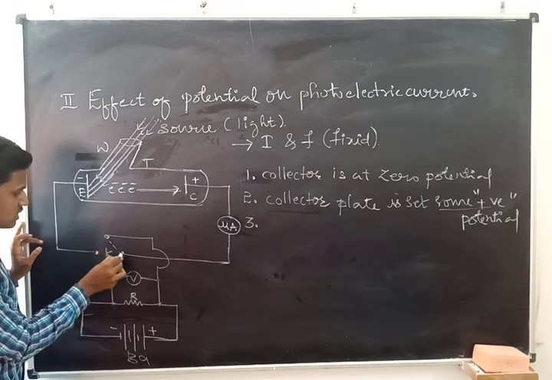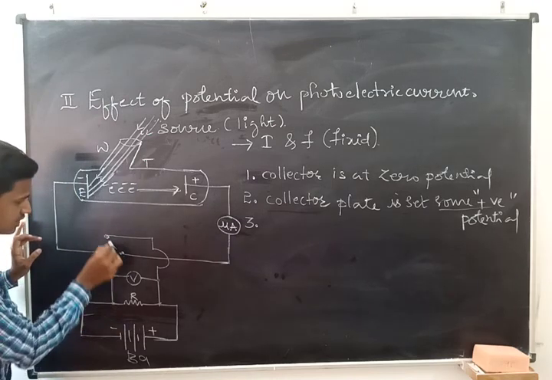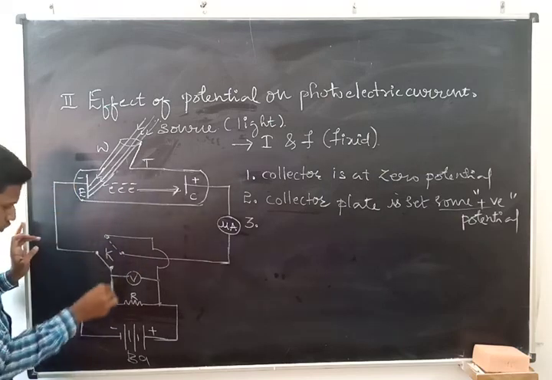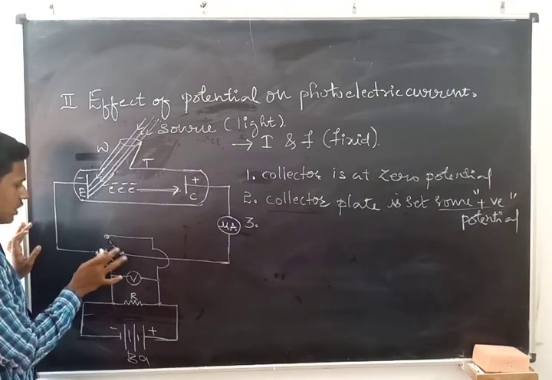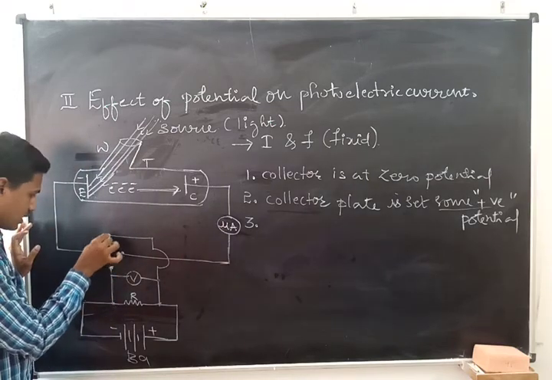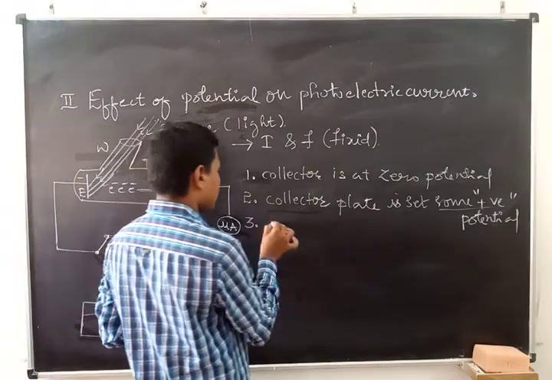Initially it was connected like this, that is, from the emitter to the negative terminal of the battery and the collector to the positive. Now I am going to reverse this potential, instead of like this, I am going to connect it like this.